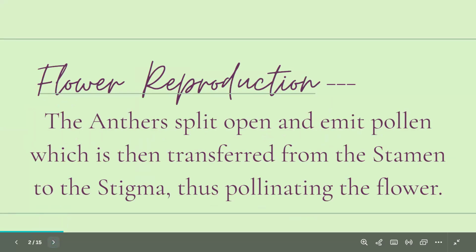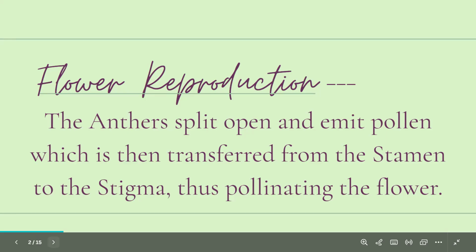Flower reproduction is essentially you've got different parts of the flower. You've got the anthers, which represent arguably the penis of the flower. Then we've also got the stigma, and that is the equivalent of the arguably vagina of the flower, the female parts, and then the male parts.